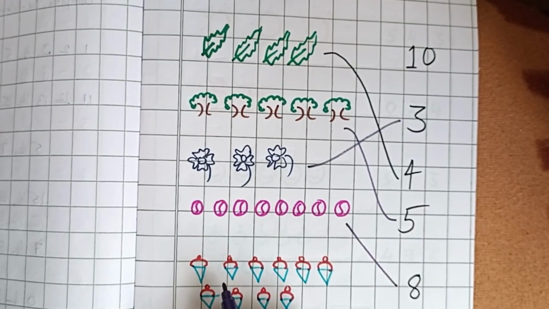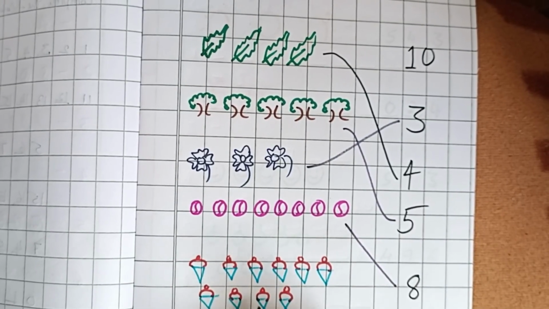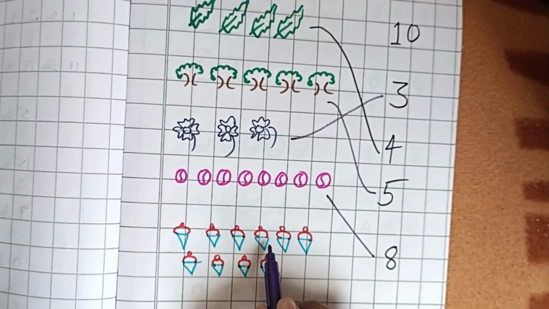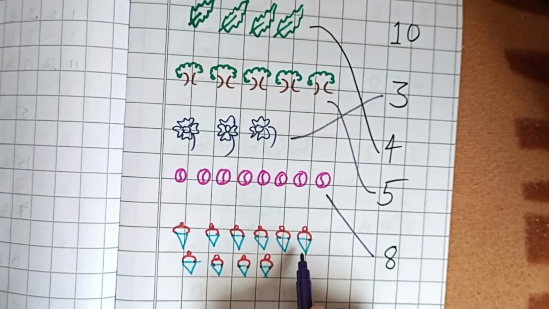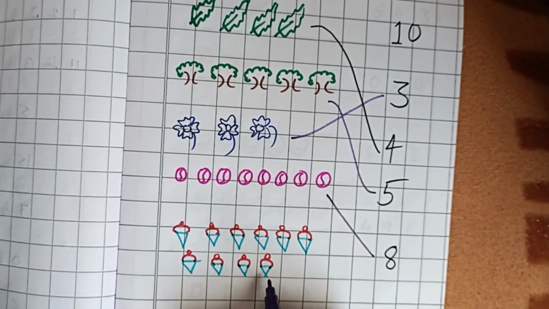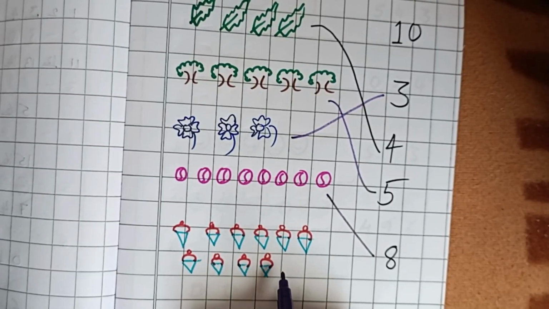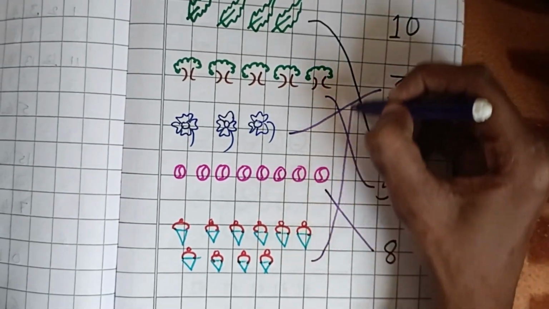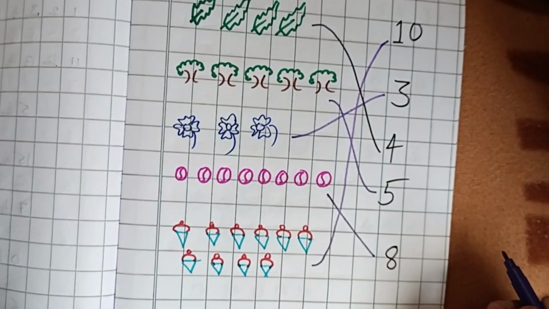Next, ice cream. How many ice creams are there here? Count now. 1, 2, 3, 4, 5, 6, 7, 8, 9, 10. 10 ice creams are there. Where is the number here? You should match here 10. Okay, done? Very good.